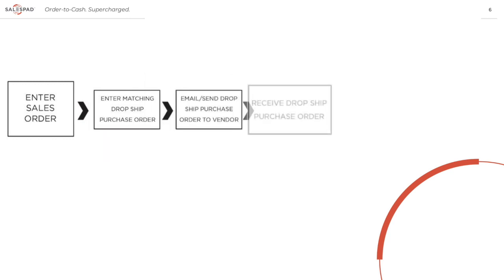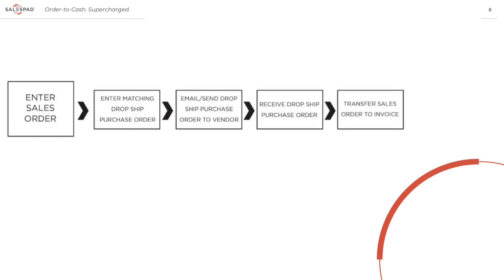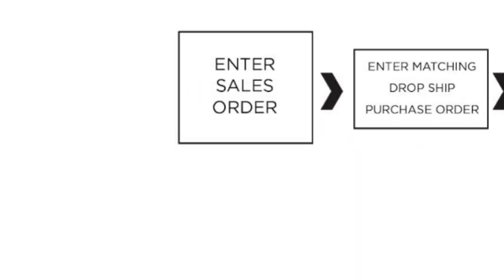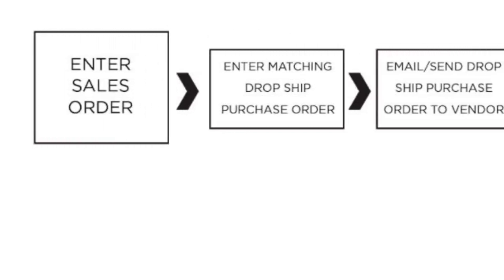And so let's first jump into this process flow diagram here. And this, of course, is a little bit of an oversimplification, but it gets the main points across, the main requirements in that flow from start to finish. And so in a dropship organization, the first thing you have to do is enter the sales order. So you're getting that sales order from your customer. Next thing you have to do is enter a matching dropship purchase order so that you can communicate those requirements to your vendor to ship on your behalf.